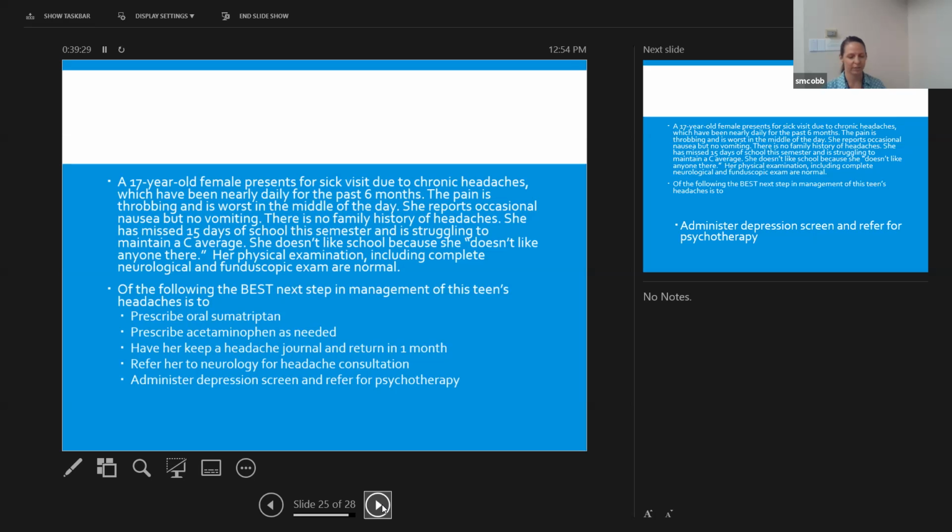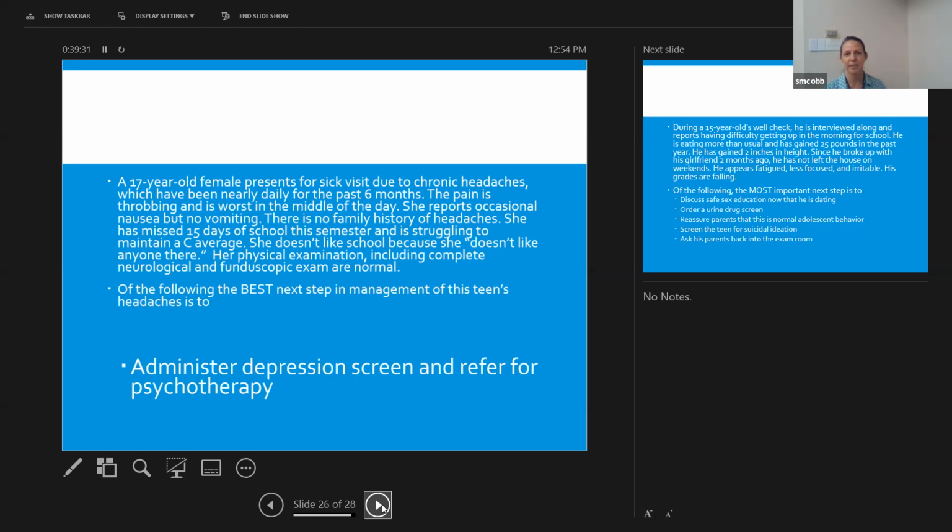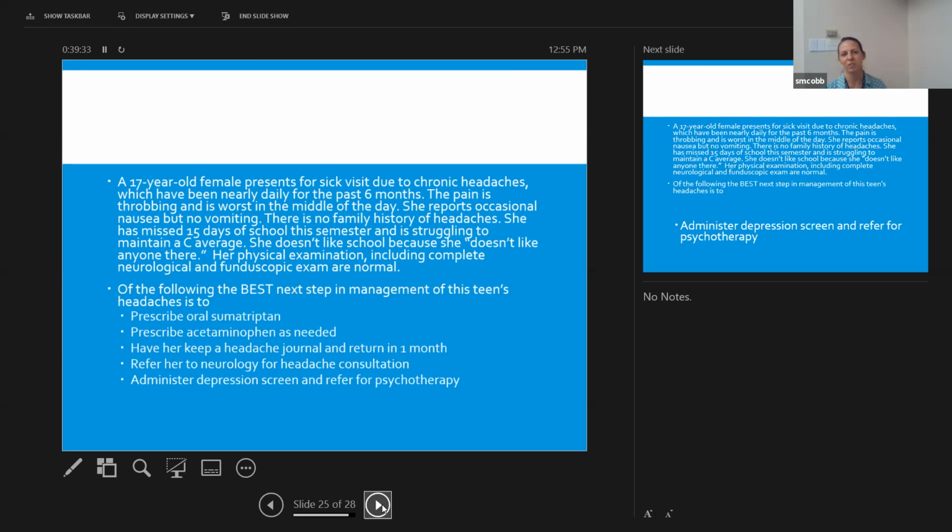Yeah, depression screen would be a great idea. I'm gonna go back just so we talk through the other ones. So we're not gonna jump right to meds. The headache journal is a great idea, right? It's not referring to neurology because it's headaches and you're a general pediatrician and they want you to try to solve them on your own first. So that refer isn't gonna be the right answer. So it's either the depression screen or the headache journal.